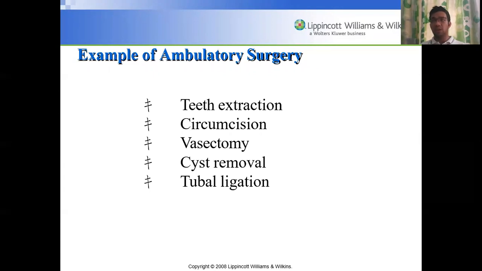And what are examples of ambulatory surgery? Example would be teeth extraction. We really do not assist with that since dentists are the ones doing it. We have circumcision. That's very, very common here in the Philippines. Vasectomy can also be done under ambulatory surgery. Cyst removal, especially if it's not that big or if it's growing on the skin, that can be done in ambulatory surgery, or bilateral tubal ligation, BTL. So both BTL and vasectomy, which are permanent forms of contraception, are done in an outpatient department.